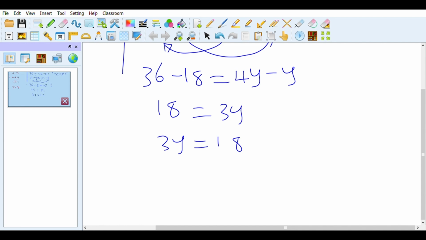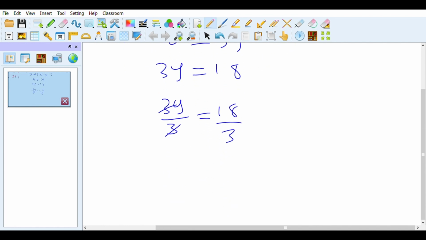So I will divide both sides by 3 now. We have done this a lot of times. Okay, so 18 divided by 3. If 18 is divided by 3, y becomes 6, because 3 times 6 is 18.